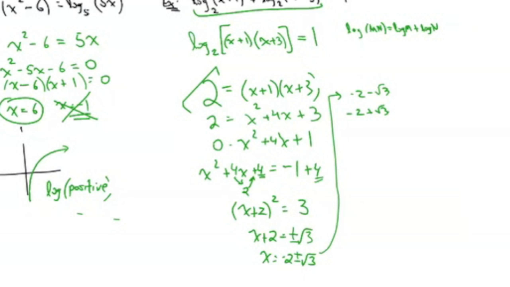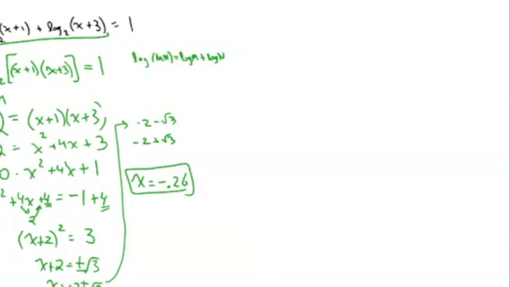0.26? That'll leave this one positive and leave this one positive, so that'll work. -0.26. So our only solution is -0.26, because 1 plus it and 3 plus it are both positive numbers. Kind of weird. All right, those three are semi-common.